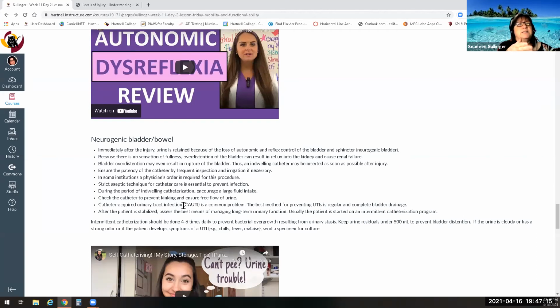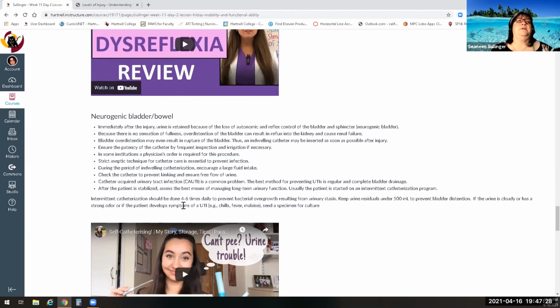And so then once the patient is stabilized, oftentimes you'll move into what's called an intermittent catheterization program. So we talked about with the spina bifida patients, they'll have a suprapubic catheter. Oftentimes there's different types. And you do that generally probably every 4 hours. So 4 to 6 times daily, you wanna keep the residuals under 500. So when you empty the bladder, that tells you how much was in the bladder.